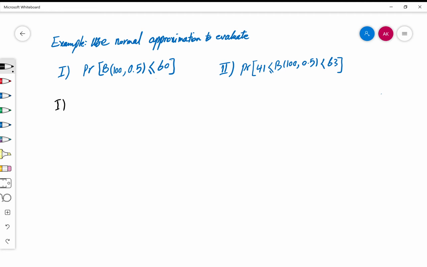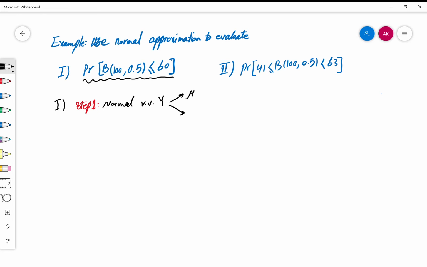This is the probability of B(100, 0.5) less than or equal to 60. The first step to complete always is to identify and find the normal random variable, which is a good approximation for the binomial. And we know that a normal random variable Y has, remember, two components, two things that you have to fix.